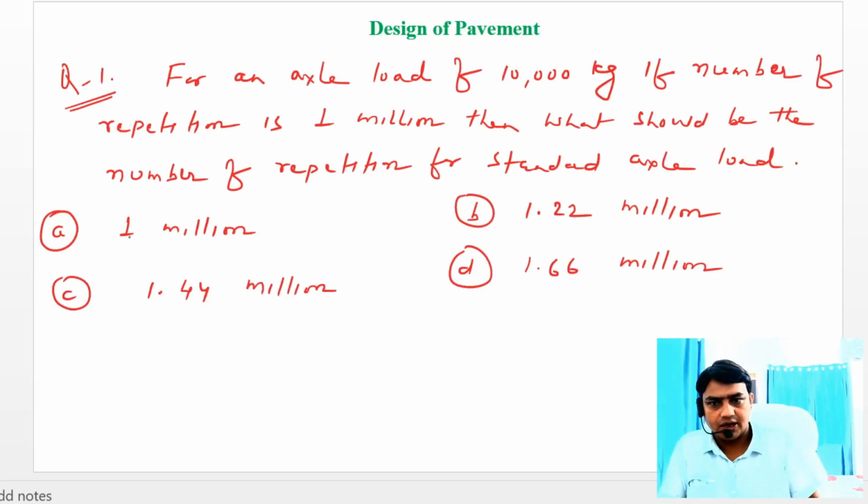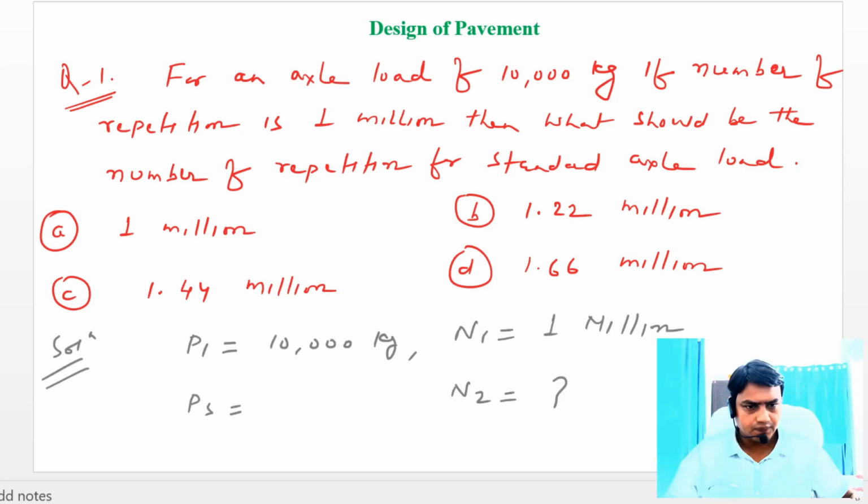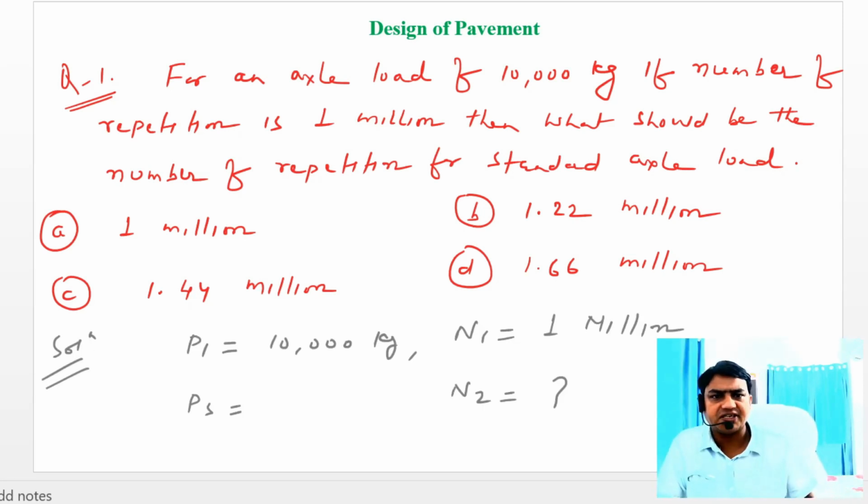So the first question I have taken is, for an axial load of 10,000 kg, the number of repetition is 1 million. So what should be the number of repetition for the standard axial load? So we know that standard axial load is 8.2 ton. So 8.2 into 10 to the power 3 kg.